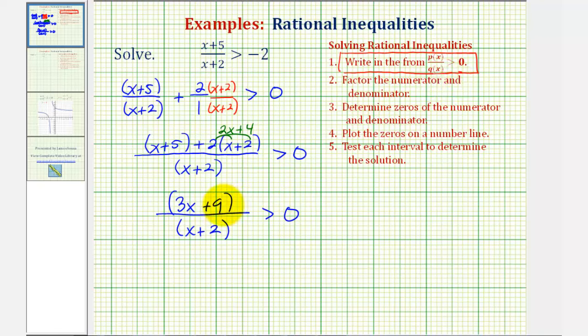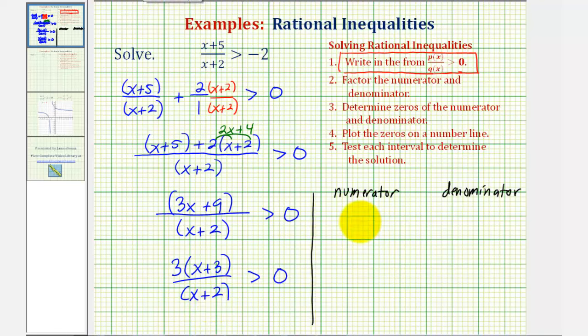Notice how the numerator does factor. There's a common factor of 3. So we have 3 times the quantity x plus 3 divided by the quantity x plus 2 is greater than 0. And now we're going to determine the zeros of the numerator and the zeros of the denominator. So the zeros of the numerator would occur when 3 times the quantity x plus 3 equals 0. Well, this would be 0 when x equals negative 3. The zero of the denominator would be when the quantity x plus 2 equals 0, which is when x equals negative 2. So now we're going to plot these values on the number line to determine our intervals, which we will then test to determine the solution.